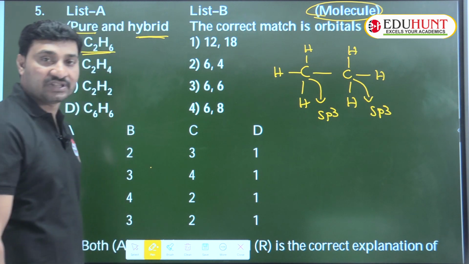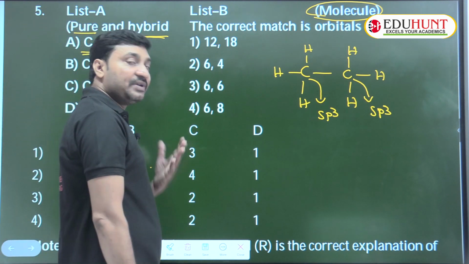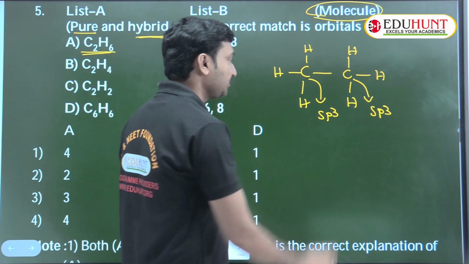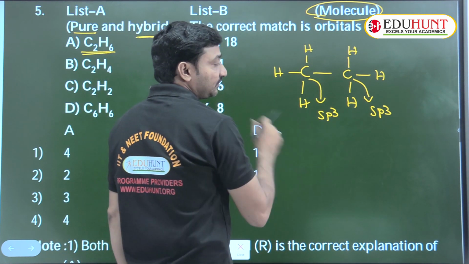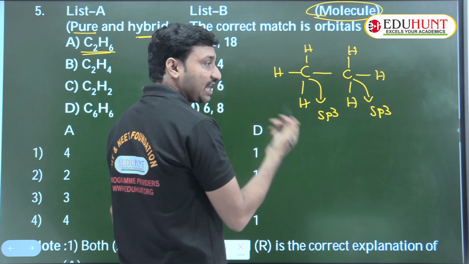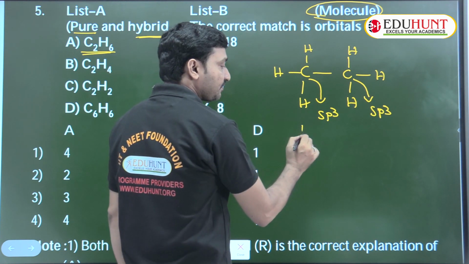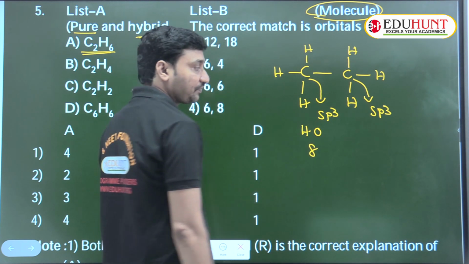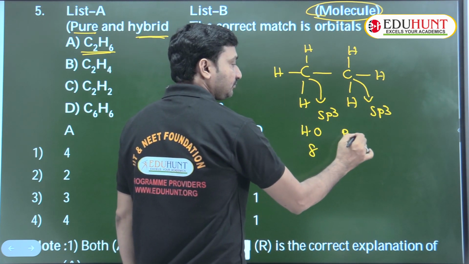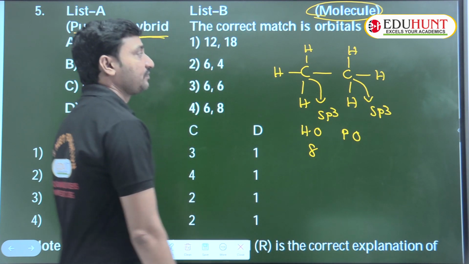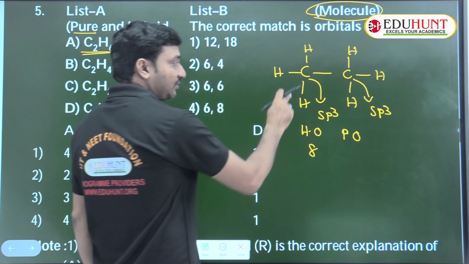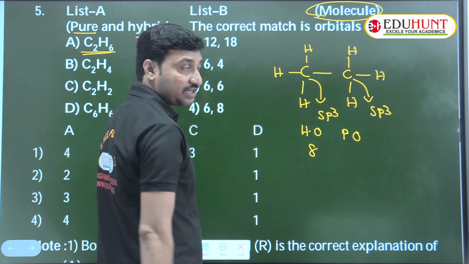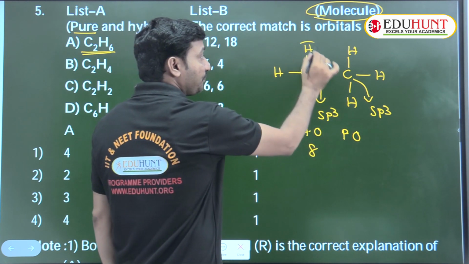Carbon undergoing sp3 hybridization means hybrid orbitals 4, pure orbitals 0, right? Two carbons, both sp3 hybridized. Total hybrid orbitals: 8, because 2 times 4 is 8. Pure orbitals: carbon has 0 pure orbitals, because it is already sp3 hybridized. Hydrogen is a pure orbital, right?